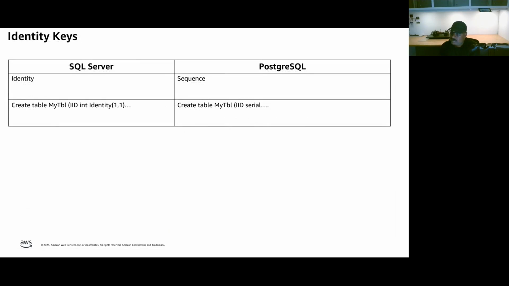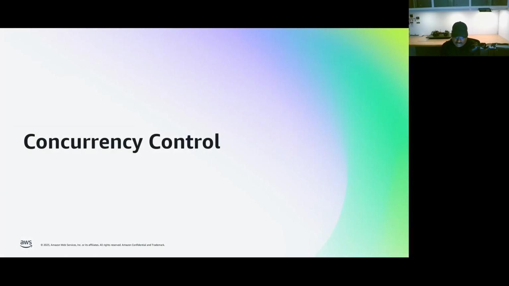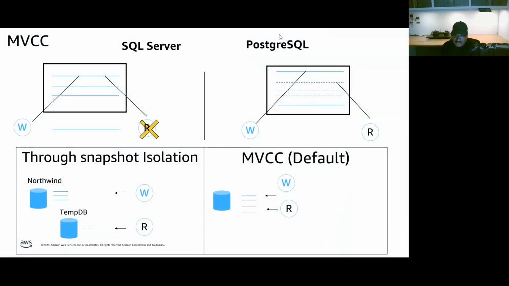Yeah. And the next one is identity keys. So both SQL Server and Postgres support identity or the sequence, and this is the syntax at a very high level that shows that it supports sequencing columns. And concurrency control. So this is a very important thing in Postgres. Concurrency. So let's have a look at this picture.